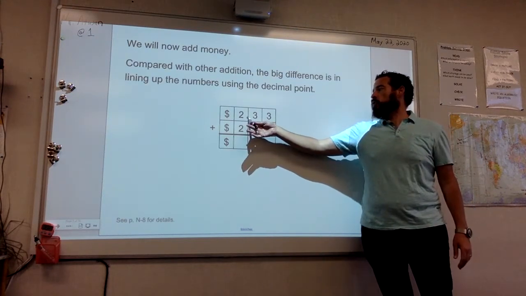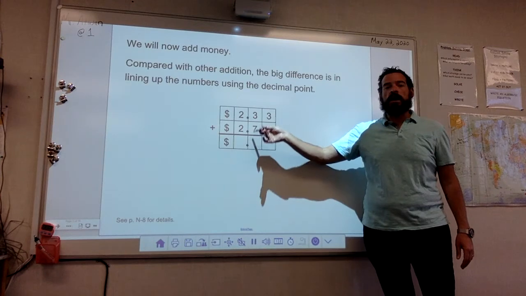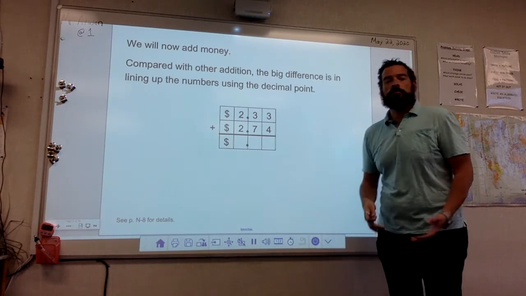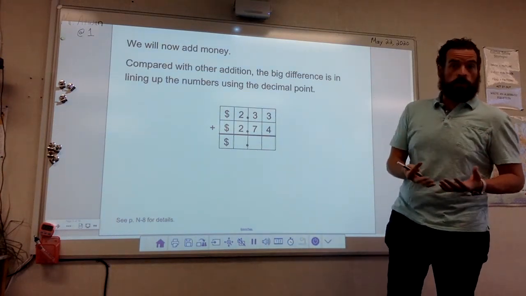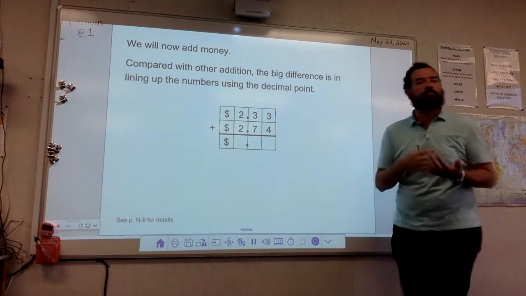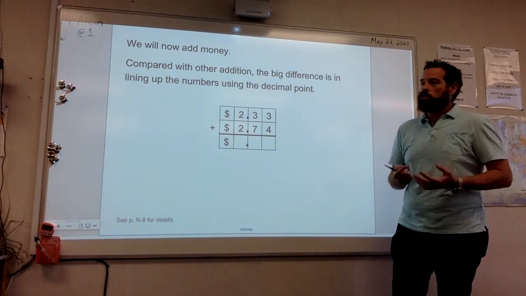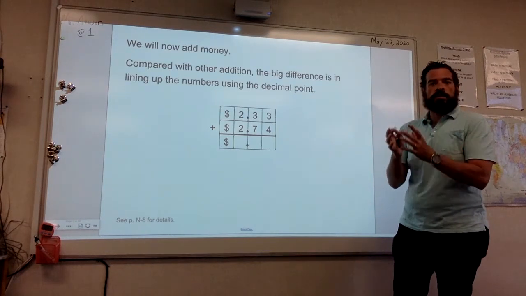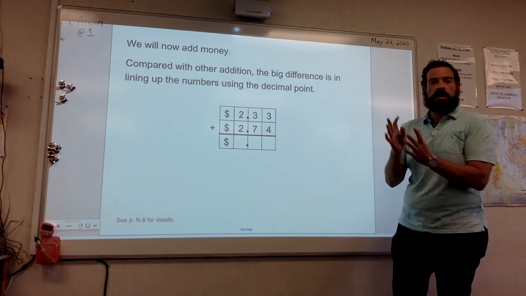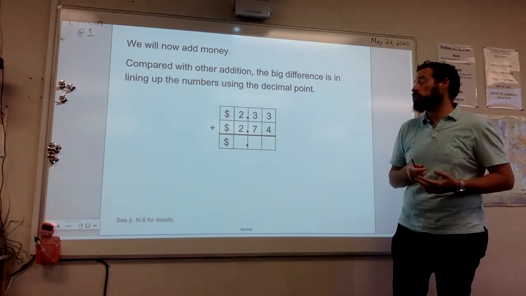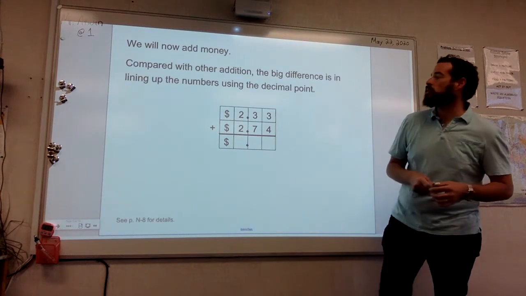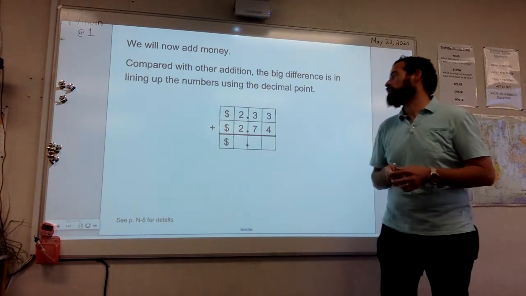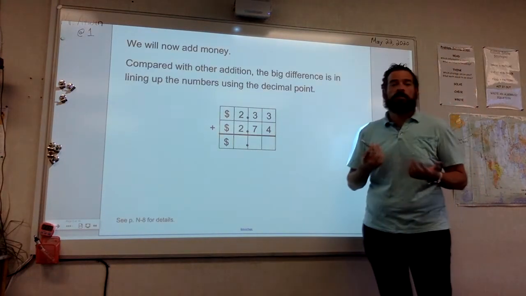And if you notice here, we've got what it would look like on grid paper. So that can help you just to make sure that you have everything lined up. So if you have grid paper at home, of course, you can use that. But as long as you're being careful with your writing and where you're placing things, you don't really need grid paper. So let's just take a look at this first one, $2.33 plus $2.74.